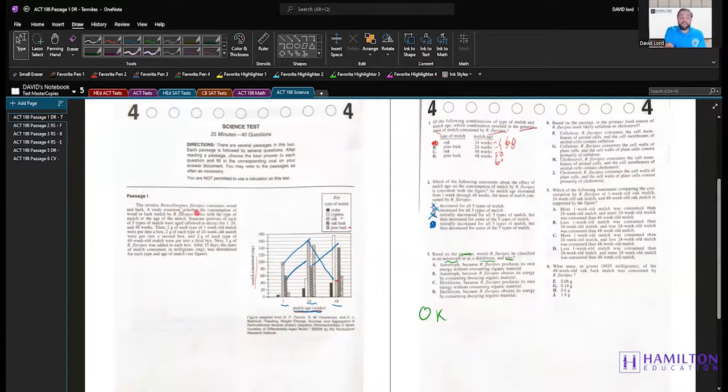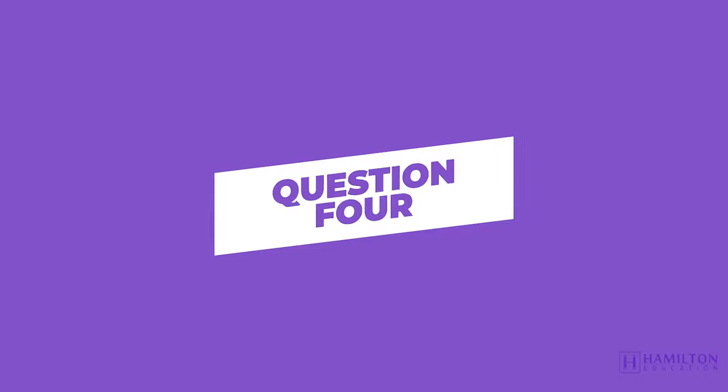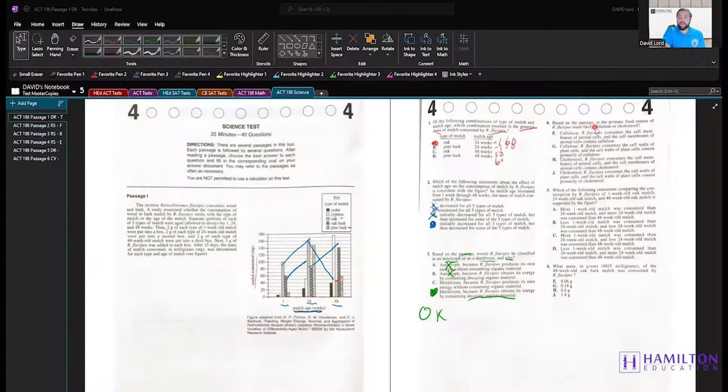Well, looking at this, termites do not get their energy from the sun, so I know it's not an autotroph. So let's look at the other two remaining choices. Detritivore, because it produces its own energy without consuming organic material, or detritivore because it gets its energy by consuming decaying organic matter. Well, it says it consumes wood and bark, so I'm going to pick D as my final answer.